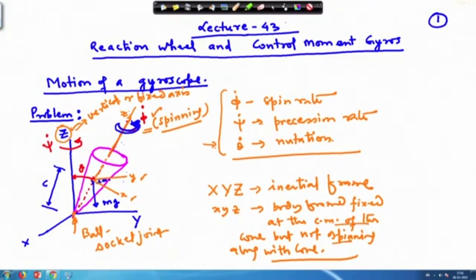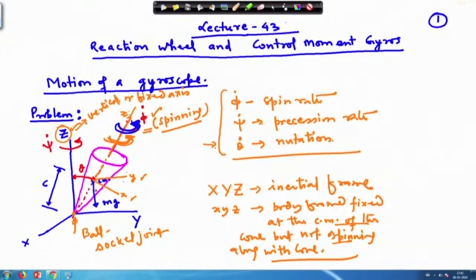We can also fix the body axis such that it is fixed here, and thereafter it is rotating along with the cone as shown in this direction. This is anticlockwise as seen from the top. So, this is the rotation here. Now, we have to solve a certain problem related to this, which I am going to state later on.